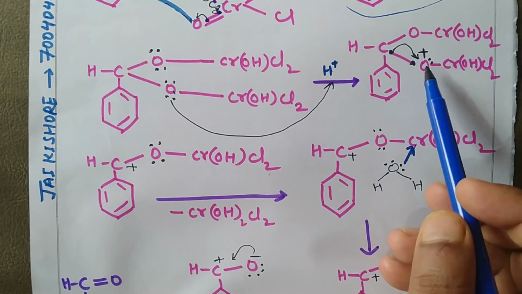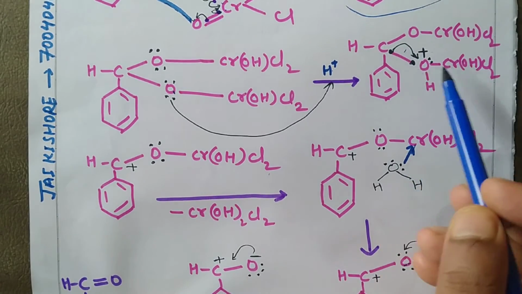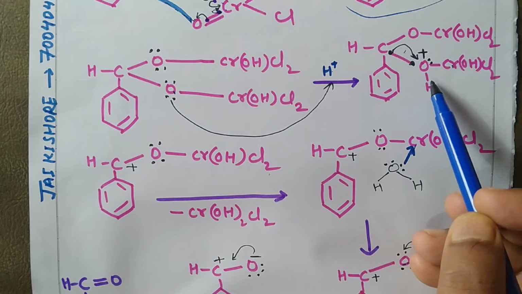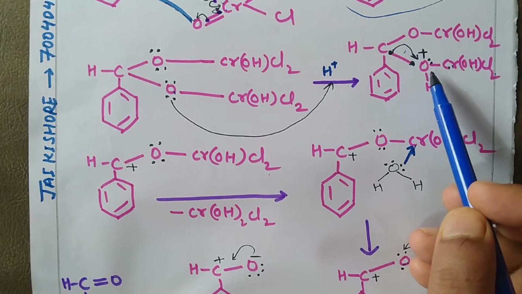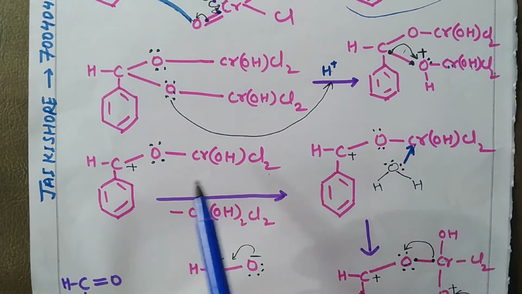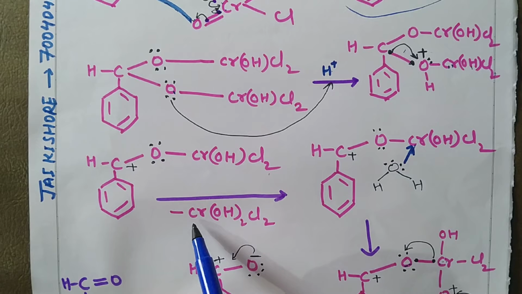Now after that, what happened? This bond is broken. As a result, we get Cr, OH, OH and Cl2. So we can write Cr(OH)2Cl2. You can see here that this will eliminate here.